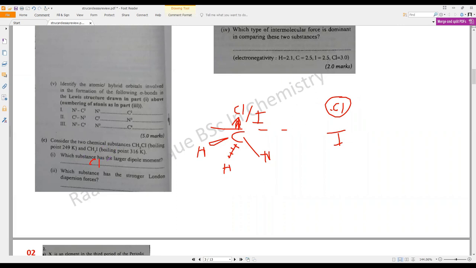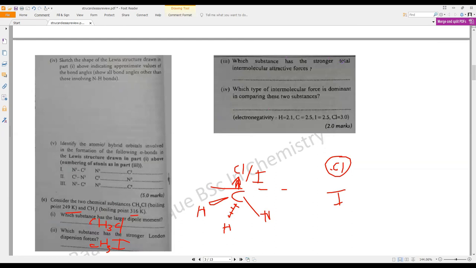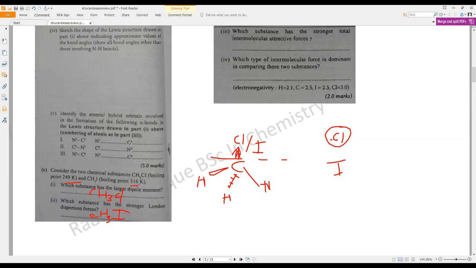Okay. So which substance has a stronger London dispersion? So based on the boiling point, you can automatically tell this should be CH3I. Okay. Because it depends on the molecular weight. And which substance has the strongest total intermolecular forces? So again, when there is a higher dipole moment, there will be higher separation and there will be little like poor interaction. But when you have a strong London dispersion force in CH3I, there will be higher total intermolecular forces as well. This is straightforward.